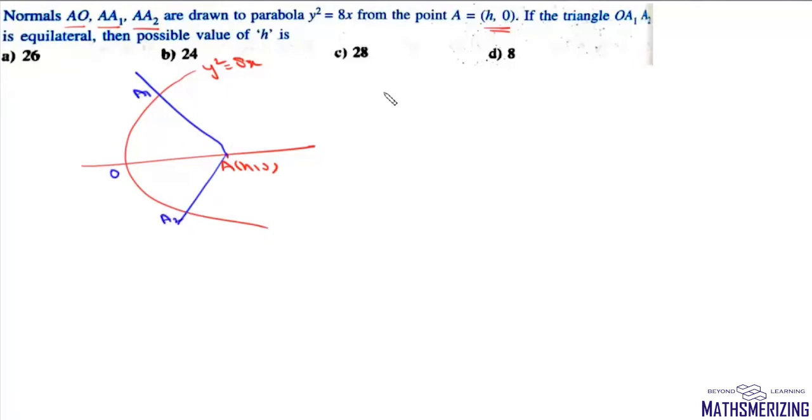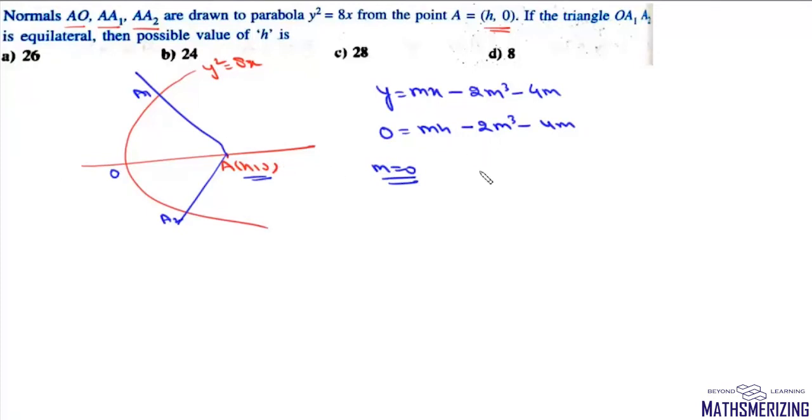So we know that the equation of the normal will be y equals mx minus am cube minus 2am. A in this case is 2, so it will be 2m cube, and then minus 2am, so it will be simply 4m. And this normal will pass through this point h comma 0. So we'll put y as 0 and x as h. So we'll get 0 equals mh minus 2m cube minus 4m. So we'll get one of the values of m as 0, which is this line OA.